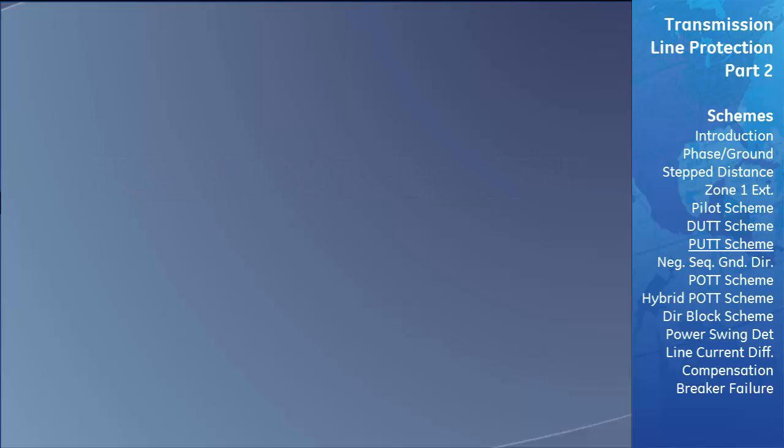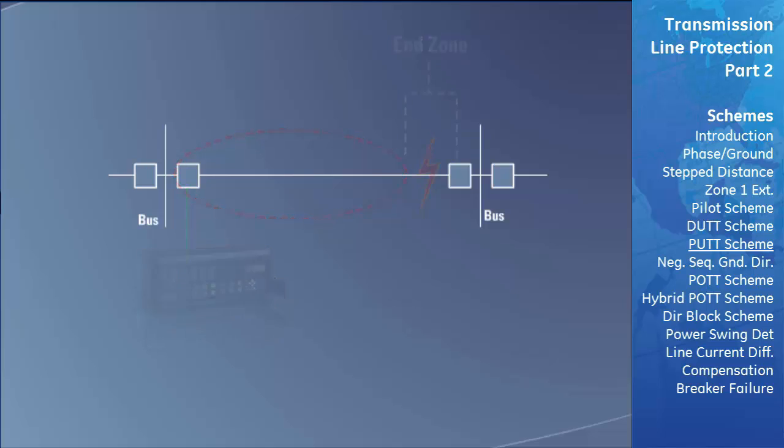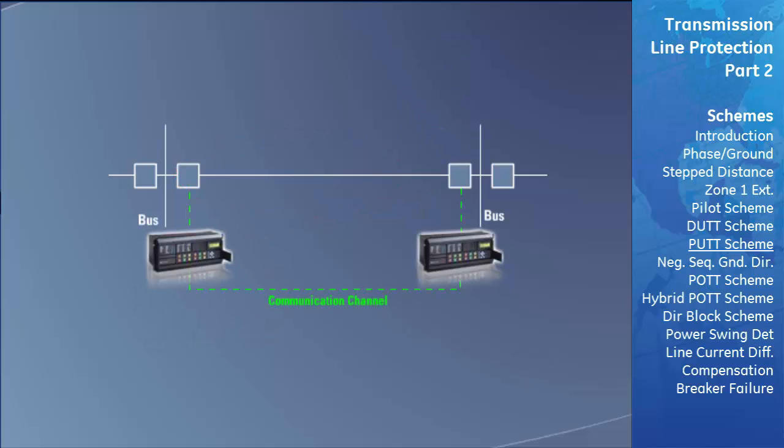The PUTT pilot-aided scheme stands for the Permissive Underreaching Transfer Trip Scheme. Just like the DTT scheme, the PUTT scheme is used to speed up the clearing of faults that occur in the end zone of a transmission line. For this scheme, as for all pilot-aided schemes, a communication channel must be provided between the two relays located at each end of the transmission line.